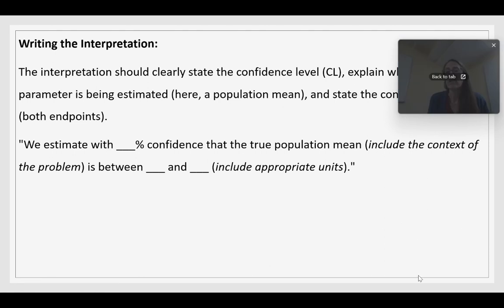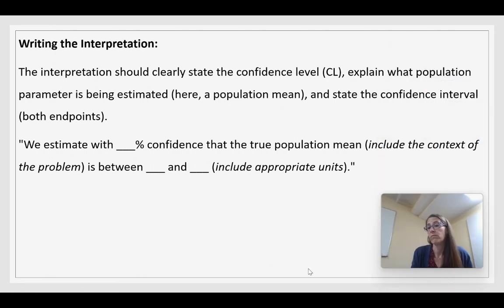So the final step is writing that interpretation of the information we got, and it should clearly state the confidence level, explain what population parameter is being estimated, and state the confidence interval, both endpoints. You're going to say this with the pieces filled in. You estimate with whatever confidence that the true population mean of the number of songs downloaded from iTunes is between whatever number and whatever number. Number of songs, number of inches, whatever, include those appropriate units.